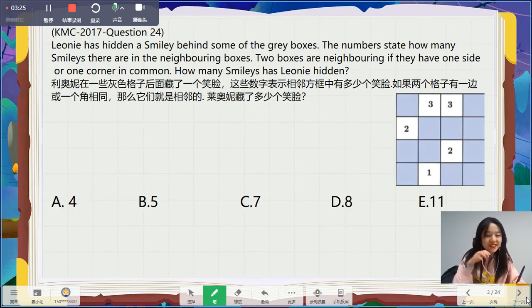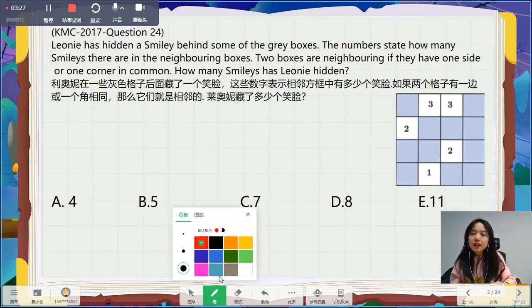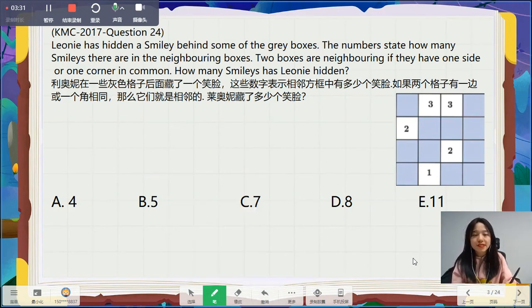Now let's continue. The second question. Leonie has hidden a smiley behind some of green boxes. You can see on the right, there are green and white boxes. The numbers state how many smileys there are in the neighboring boxes, and the two boxes are neighboring if they have one side or one corner in common. So, how many smileys has Leonie hidden?